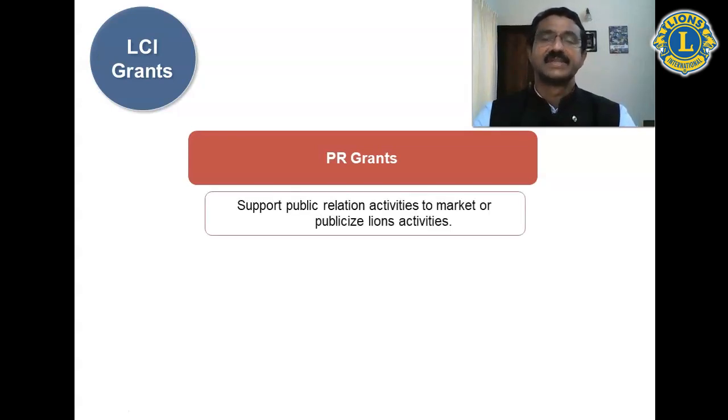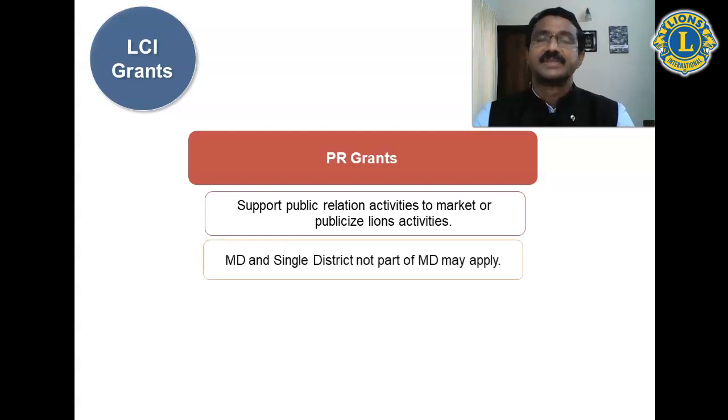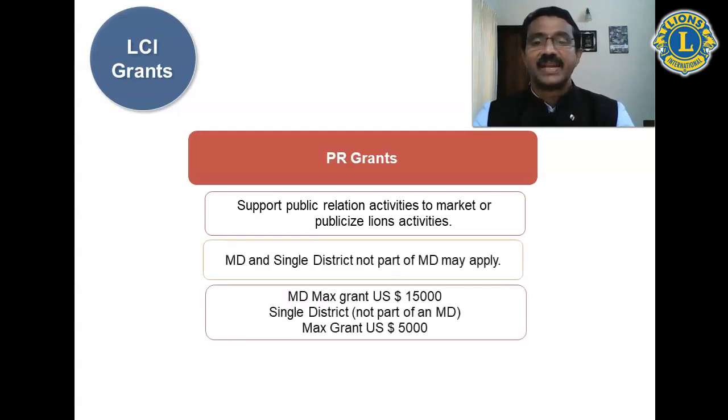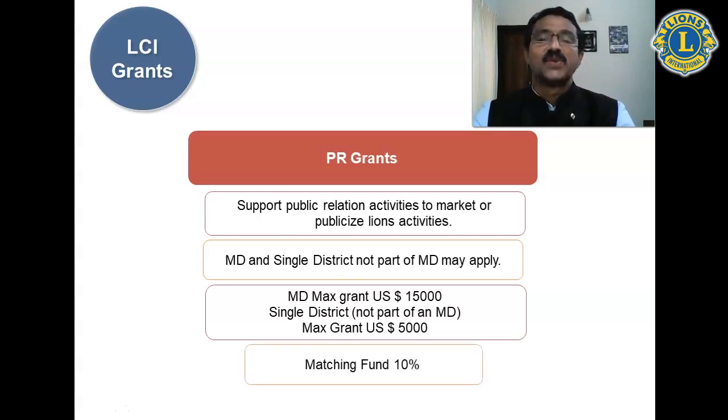That is a public relations grant. Here only the multiple district, or a single district which is not part of a multiple district, can apply for this grant. The maximum funding under this grant is US $15,000 for a multiple district, and for a single district which is not part of a multiple district, it is US $5,000. There is a matching fund requirement of 10% from multiple districts or the single districts.